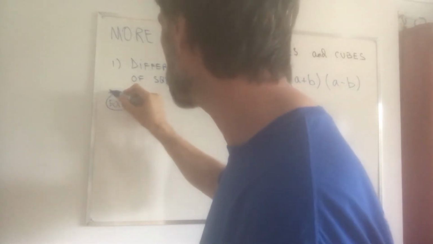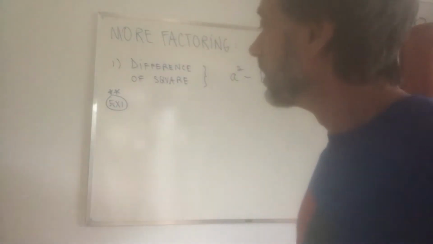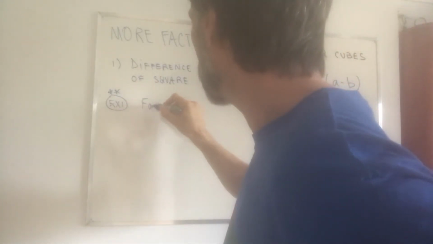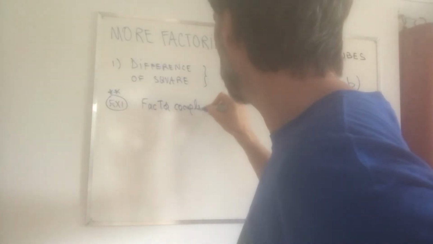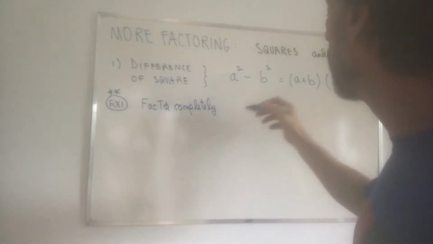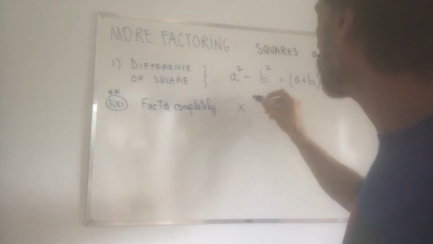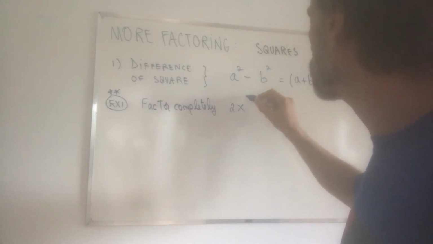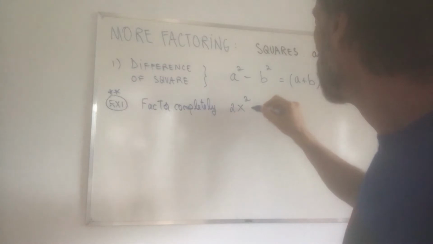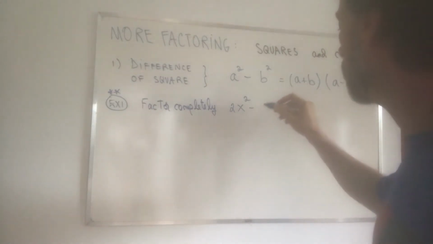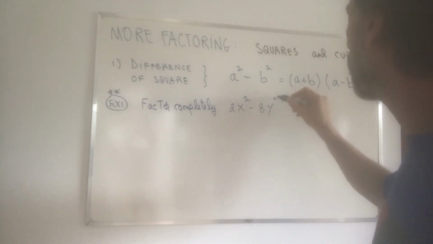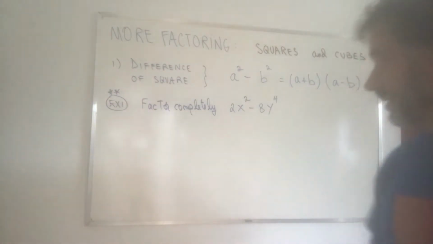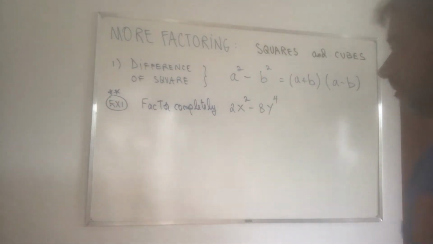example 1 on this. Let's start slow. So what shall we say? Factor completely. That's usually the way we word these. Factor completely something like 2x to the power of 2 minus, what shall we put here, 8y to the power of 4. All right, so 2x squared minus 8y to the 4.